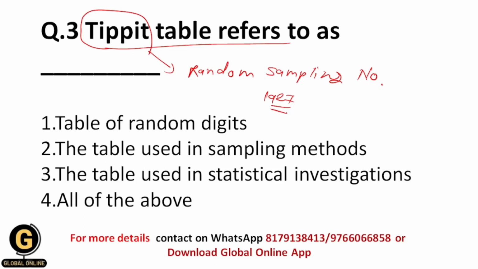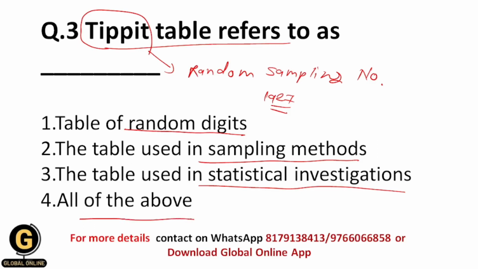Let us see the options. First is table of random digits. Yes, it is also referred to as a table of random digits. Second is the table used in sampling methods. Yes, it is also referred to as a table used in sampling methods. Third is the table used in statistical investigations. Yes, this is also referred to as a table used in statistical investigations. So all of the above is the correct answer to this question.